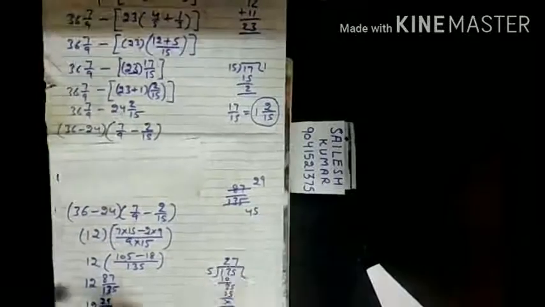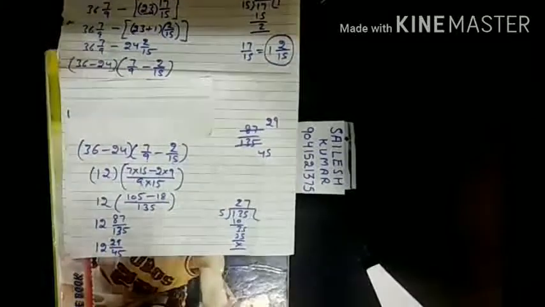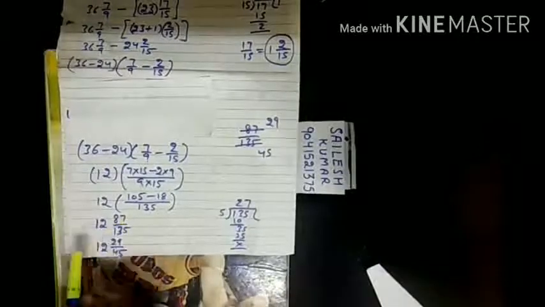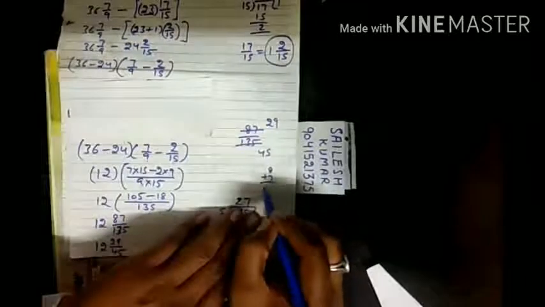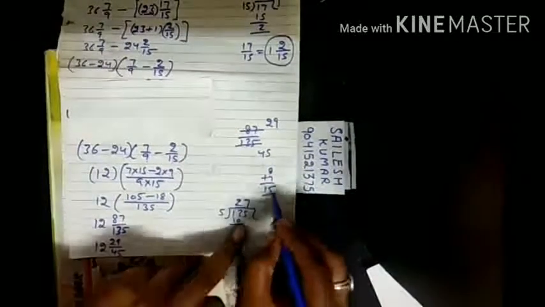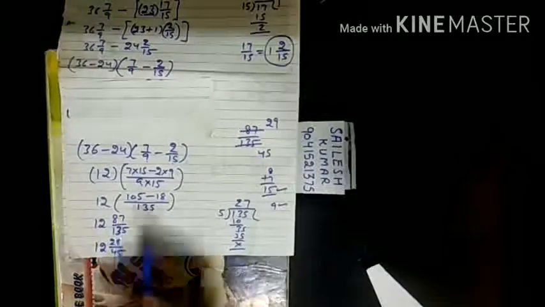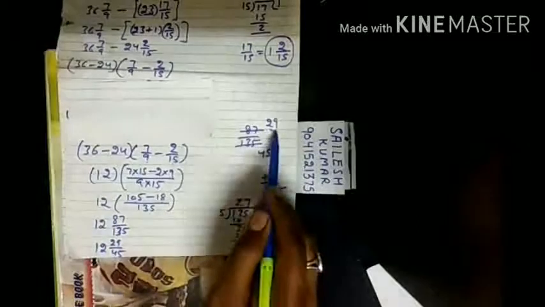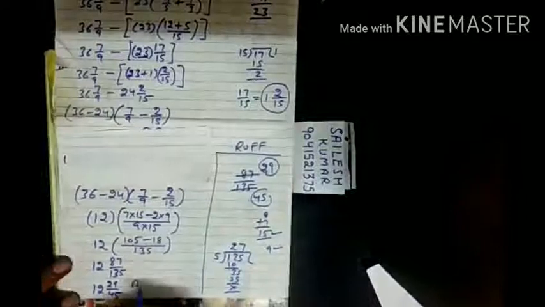Now, 87 and 135, these both are divisible by the table of 3. How can you see that? You will add the digits. 8 plus 7, you get 15. And 1 plus 3, 4. 4 plus 5, 9. 15 and 9 both are divisible by 3. Therefore, I divide 87 and 135 by the table of 3 and I get these answers 29 and 45. This is the rough work. So, my final answer is this.